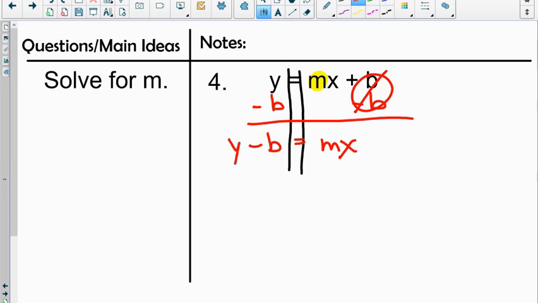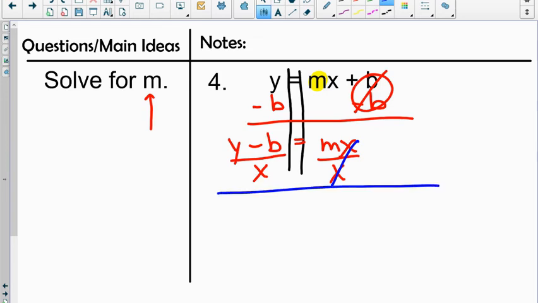You have to keep in mind what you're trying to get by itself. We're trying to get the m by itself. So on the right-hand side, we have to get rid of the x. To undo multiplication, we divide. Divide on both sides to keep it balanced. X divided by x is just 1, essentially canceling out since m times 1 is m. And on the left-hand side, we just bring it down. Y minus b all over x.